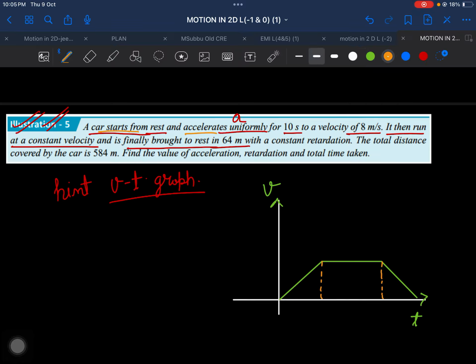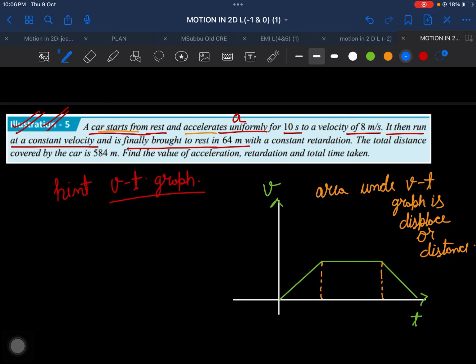So students, you all know that the area under the VT graph is displacement, or distance. We all know that. If it is in the upward direction, it is displacement. In this case, the direction of the car is not changing, so distance is equal to displacement here. So this total area is 584, it is given. You have to find the value of acceleration, retardation, and total time taken.